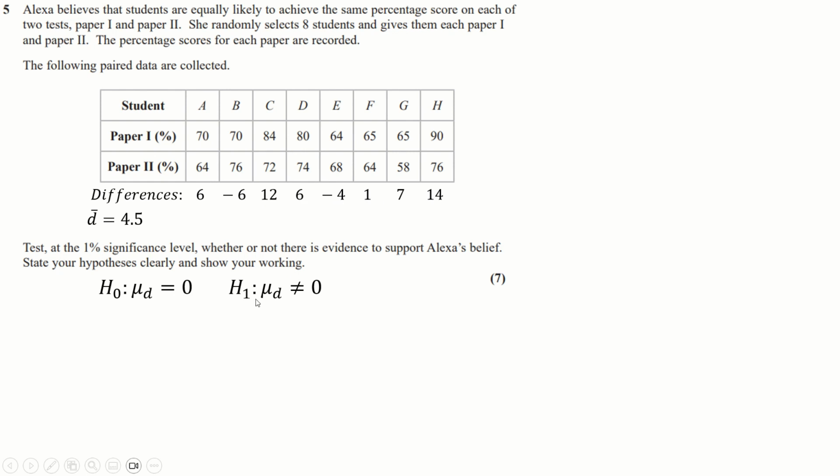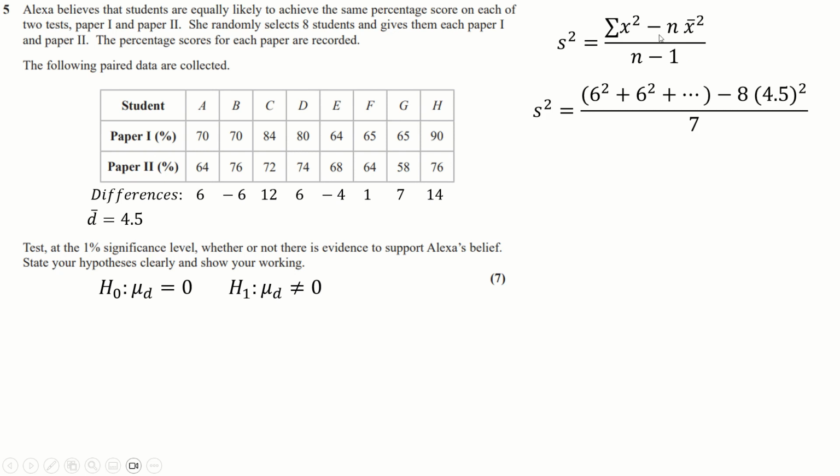So that's my H0 and my H1. She believes this one, it looks like. So that's what we'll be testing. Next, what we'll say is we've got our S squared statistic here. We've used this formula before because we don't know the variances of these. N is given as 8. We already saw that.